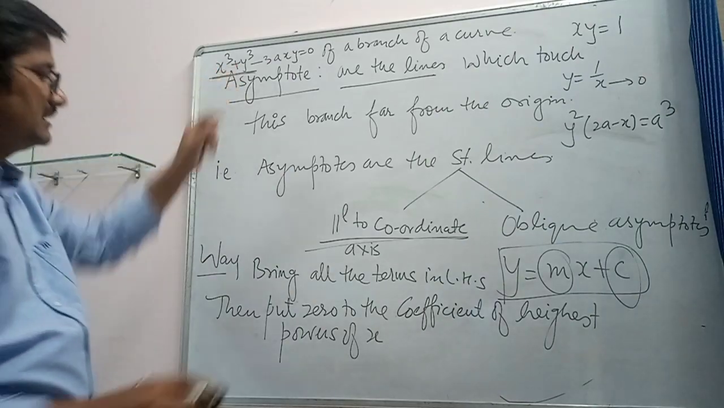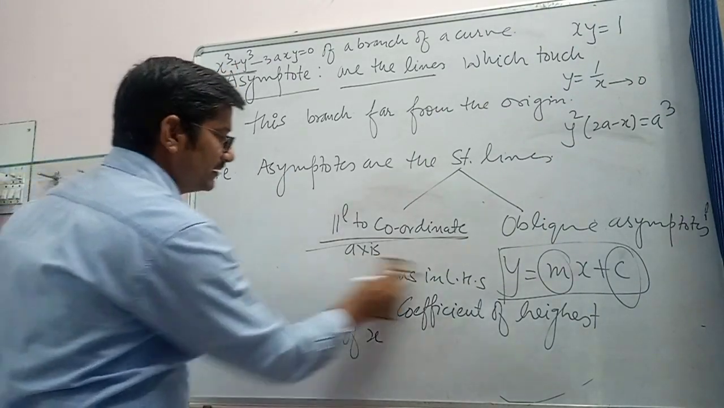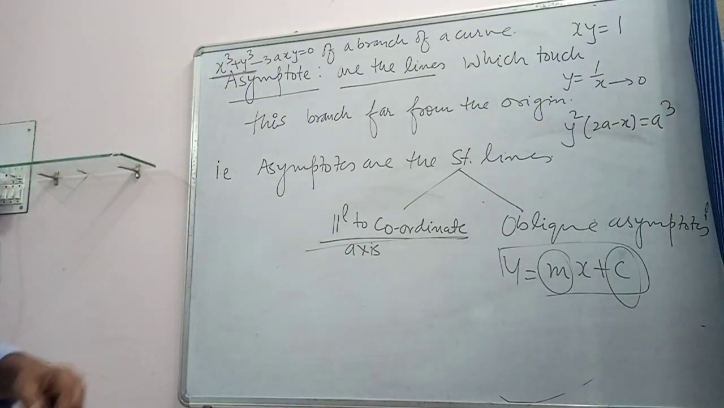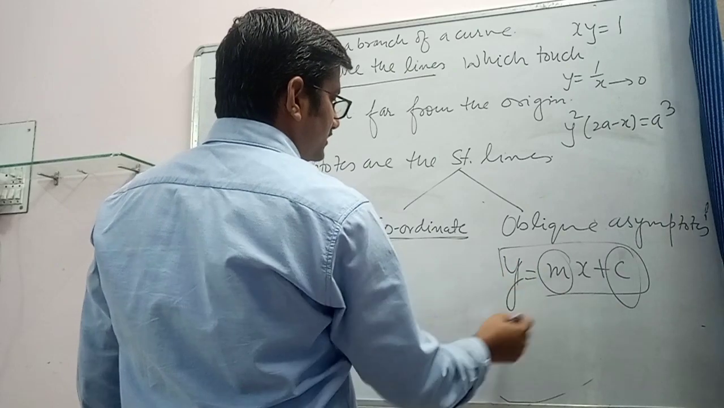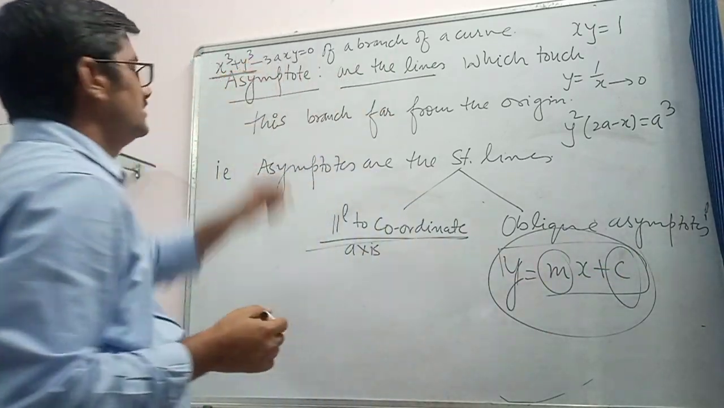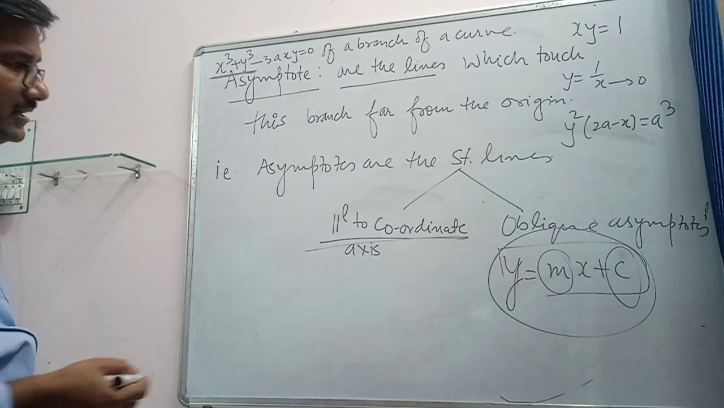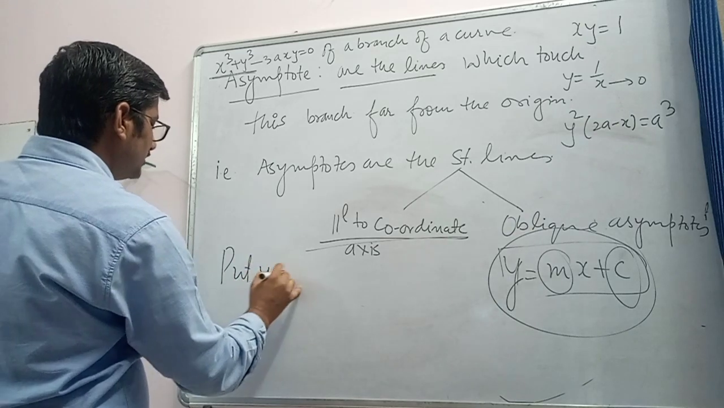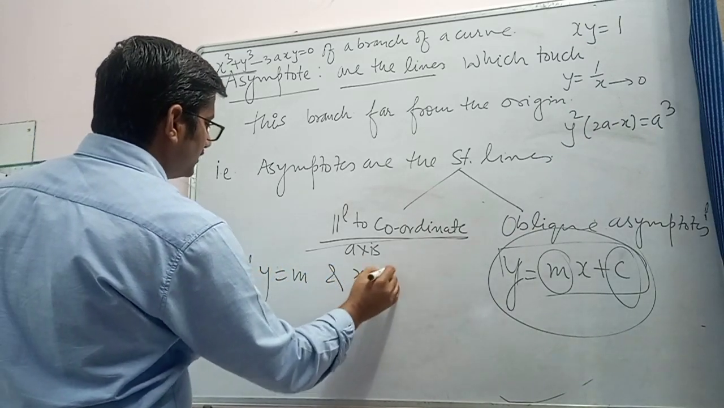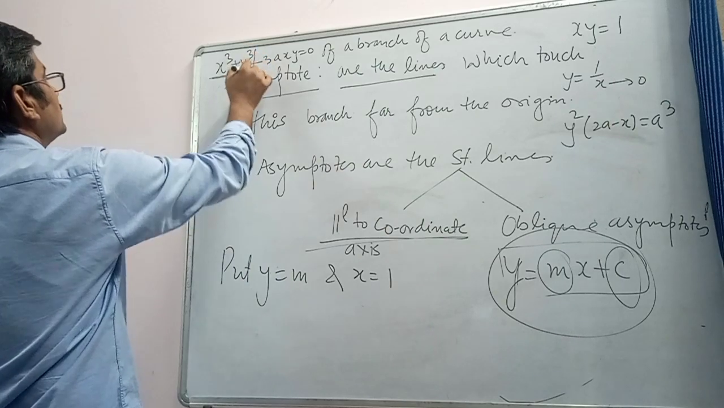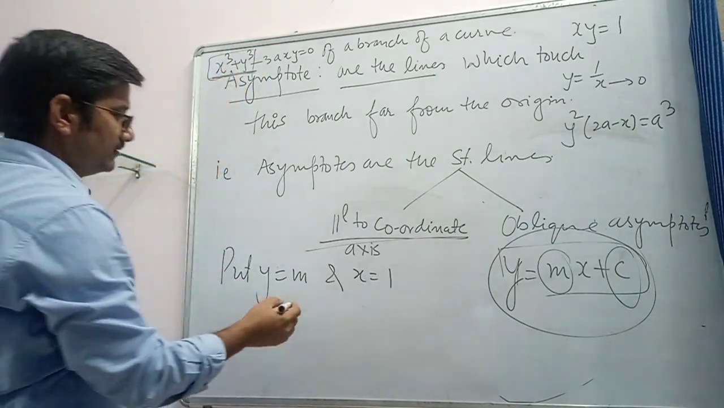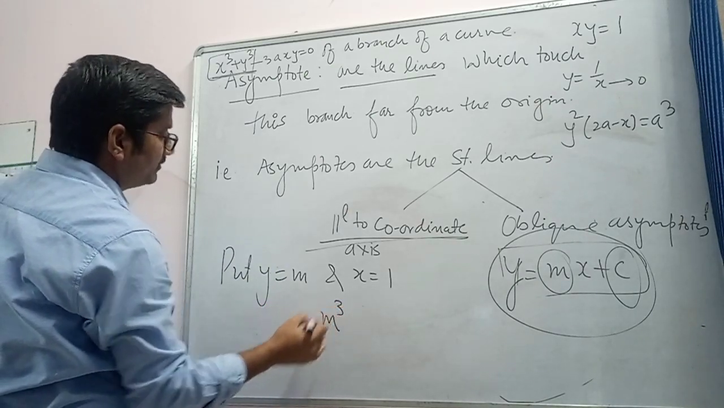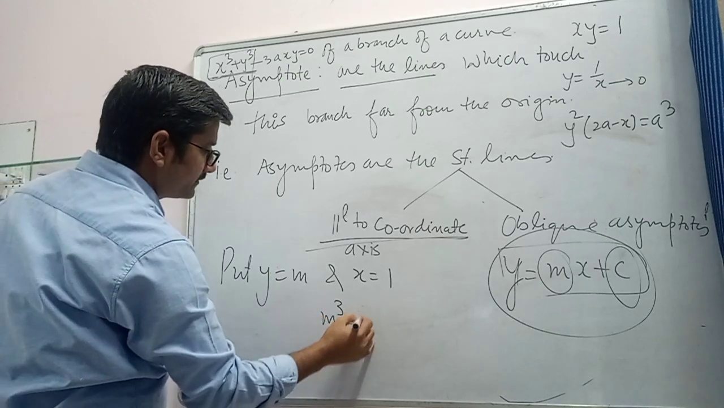So for this particular example, we discuss this method by using y equal to mx plus c. Suppose this is the oblique asymptote for this curve. So we have to find m and c. If you want to find the value of m, put y equal to m and x equal to 1 only in the highest degree term. So this is the highest degree term, x cube plus y cube. Put y equal to m, it will be m cube. Put x equal to 1 there, m cube.